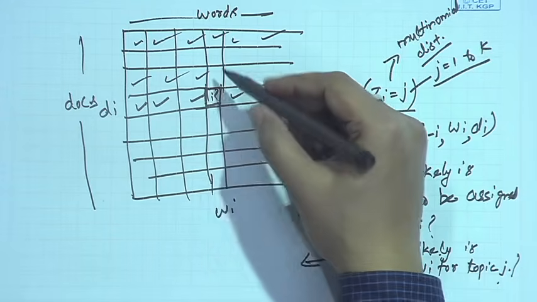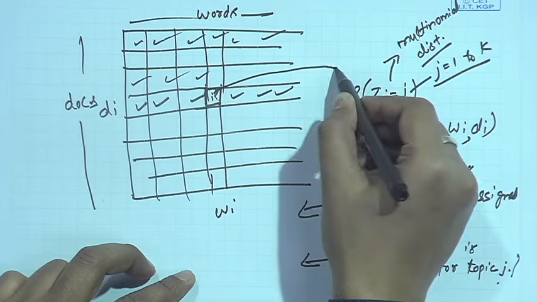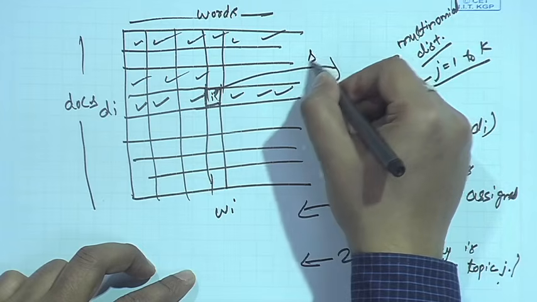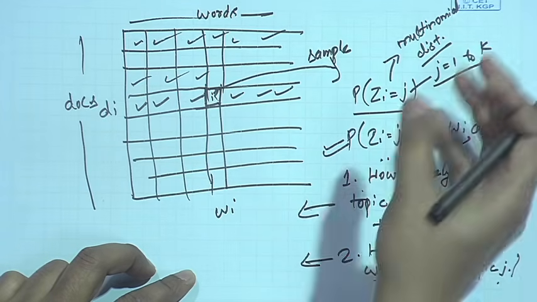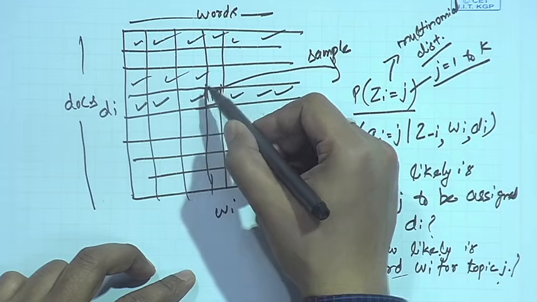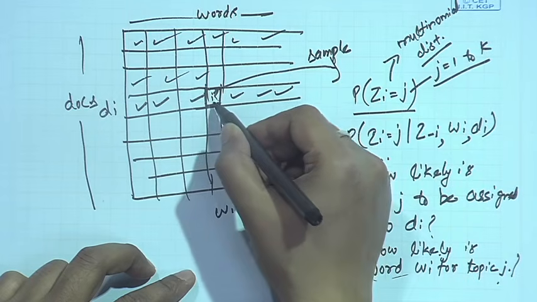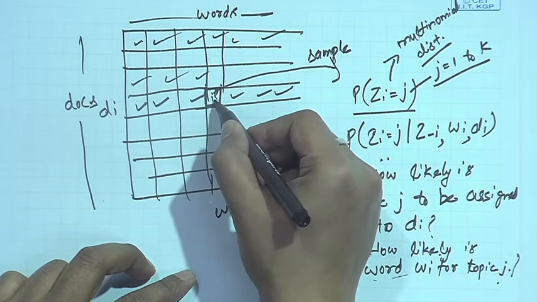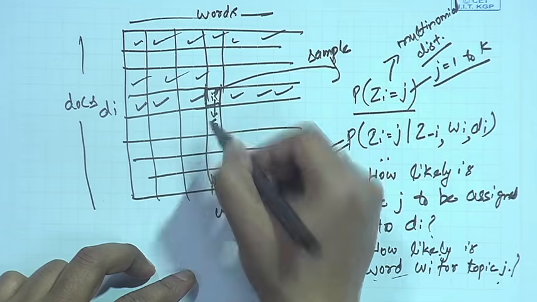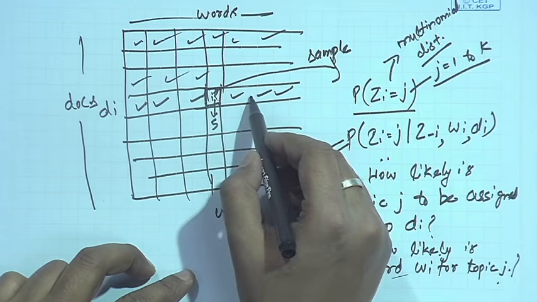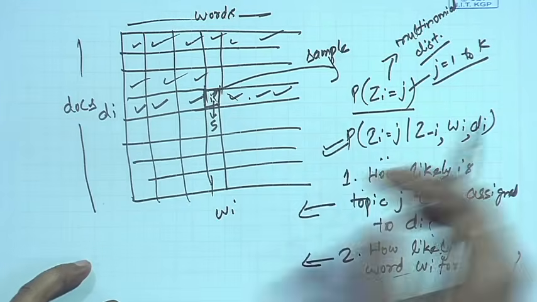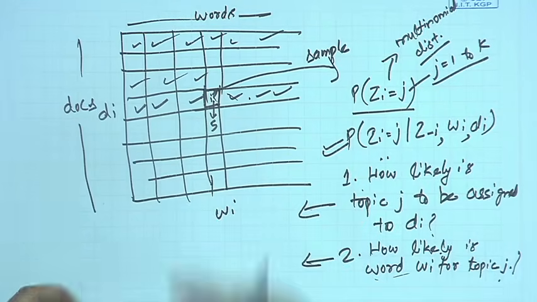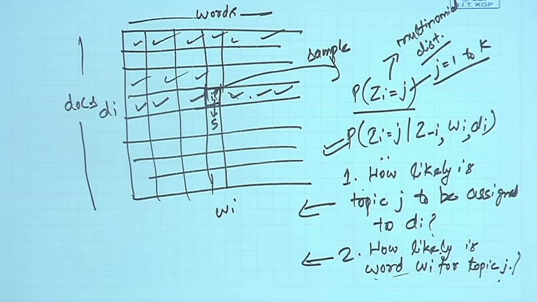Then to give an assignment to this word, I will sample from this multinomial distribution, and from sampling I will assign one topic here. So suppose the topic is 5, I will put 5, and then I will move to the next word token. Again I will assume this is not given, and I will take everything else as given, find the topic assignment, and that's what I keep on doing.